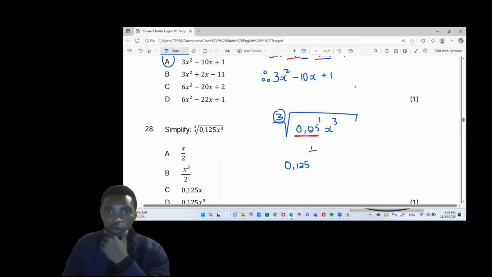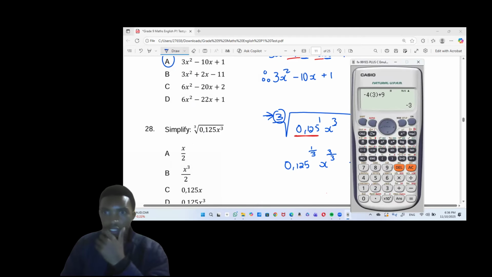Then we have 1 over 3. Where does this 3 come from? It comes from there. And then we have x, this 3 over that 3 outside there. And quickly check when you put this in a calculator how much you get. So we're going to have 0.125. It's B. 1 over 3.